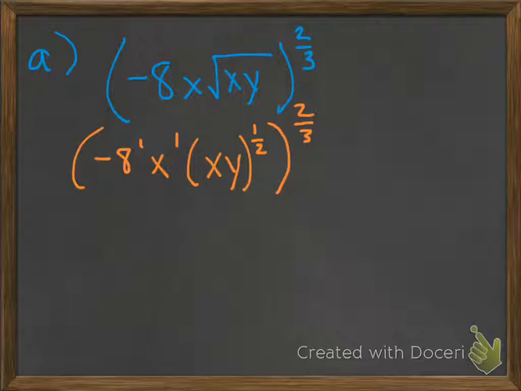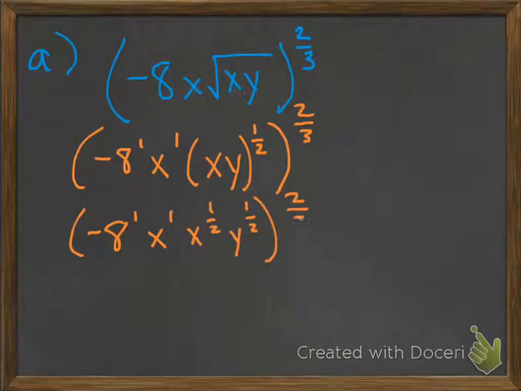So notice this quantity of xy raised to the 1/2 power. Well, they both are going to get the 1/2. So I could say negative 8 to the first, x to the first, x to the 1/2, and y to the 1/2. Still all raised to the 2/3. Now, before I go on with the 2/3, again, we could do a little bit more condensing inside the parentheses.